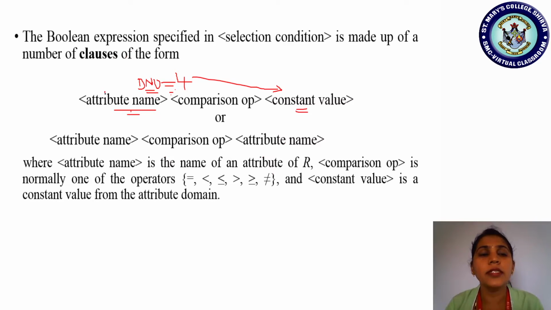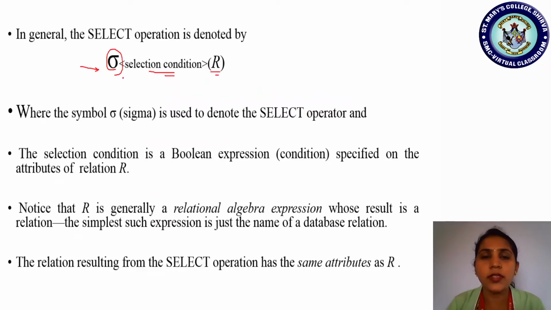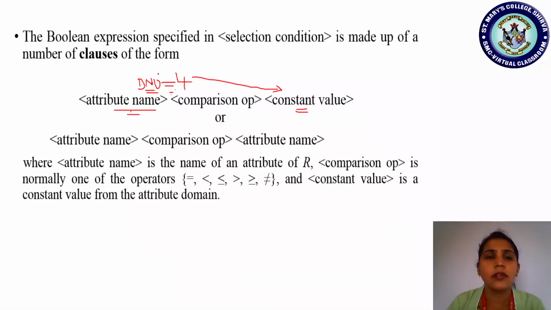So remember the Boolean expression, the selection condition from the relation, and in what manner the syntax should be: the attribute name followed by the comparison operator followed by a constant value or attribute name. Here the attribute name is the name of an attribute of relation R, on the left hand side. For example, department number is an attribute name, one of the attributes found in the employee relation, like that.